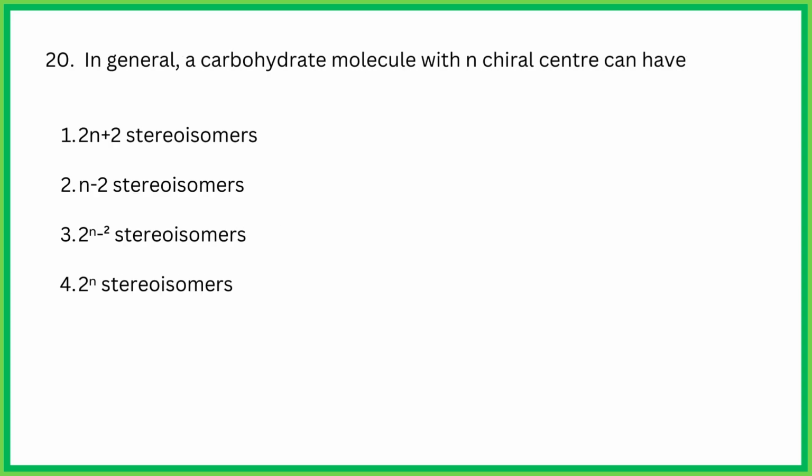Question number 20. In general, a carbohydrate molecule with n chiral centers can have... So it's a direct question. If you have read about carbohydrates, then you will easily give that answer. The correct answer for this question is 2 to the power n stereoisomers. When we calculate for carbohydrate chiral centers, we have to use the 2 to the power n formula. Okay, so the correct answer is option 4.